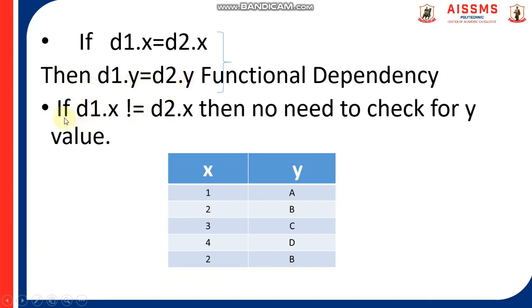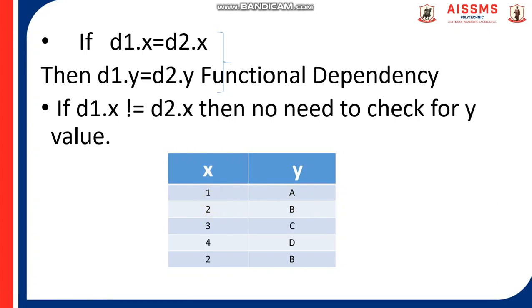And in the second case, if d1.x, suppose 1, is not equal to d2.x, then there is no need to check the y value. Do not bother about the y value if the values of x are different. So if d1.x is 1 and d2.x is 2, this is the second case, because 1 is not equal to 2, so no need to check y.